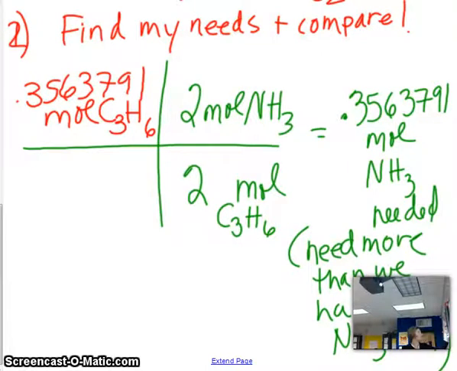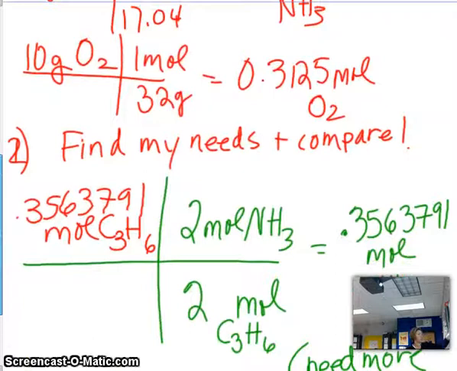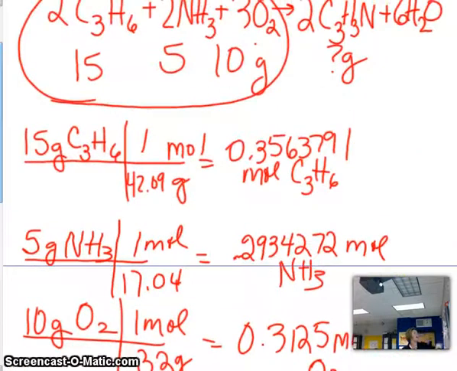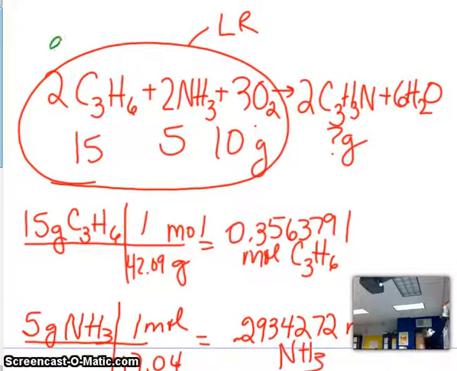So therefore, between these two, who's limiting? NH3 is your limiting reagent between these two. Okay? So I know this. What I know right now is that this is in excess. But I still don't know who's limiting between the NH3 and the O2.